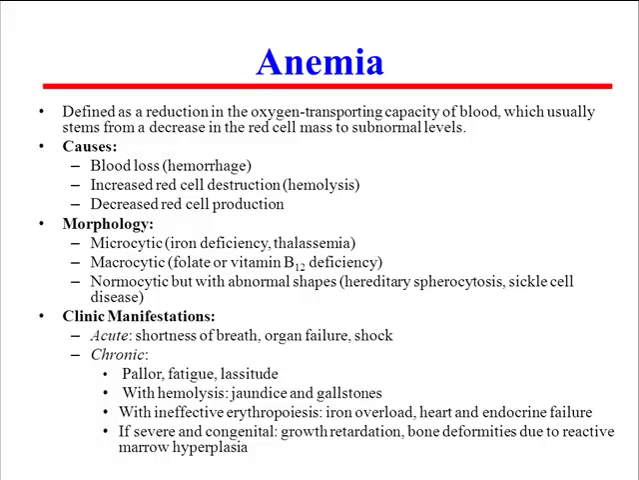If they're microcytic, that means the red blood cells are going to be smaller in size, and macrocytic, of course, is going to be red blood cells that look larger than normal. And then with some diseases, the red blood cells will be normal in size, but their shapes are going to be abnormal. We'll talk about a couple of diseases with abnormal red blood cell shapes. And then with each disease, we'll talk about how they manifest clinically, both acute and chronic manifestations.